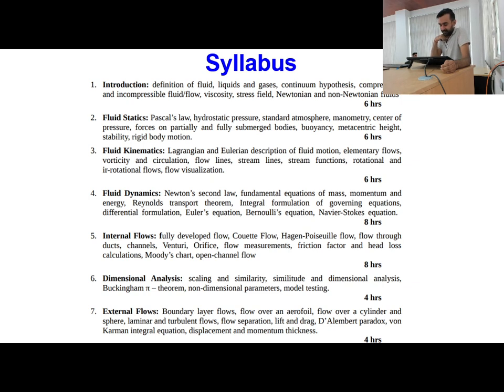Then we have fluid kinematics, where we will try to see the Lagrangian and Eulerian description of fluid motion, and within this we have some other concepts which are particularly related to the acceleration of the fluid in a flowing fluid. Then we have fluid dynamics. So here we will try to see some governing laws, and then how these governing laws are applicable for different types of fluids and different types of flow situations. Then we have internal flows.